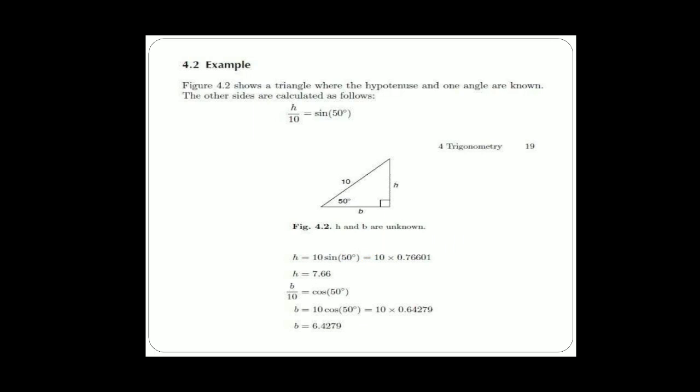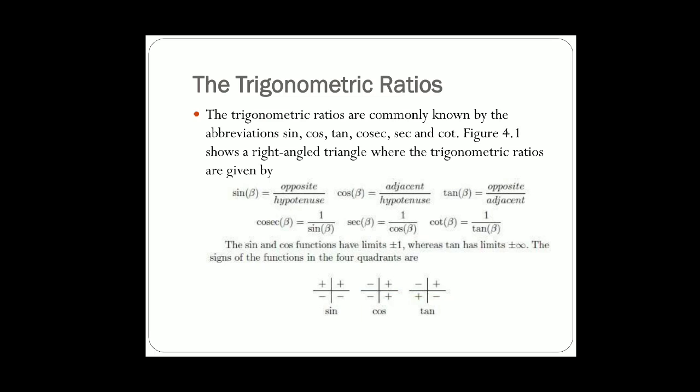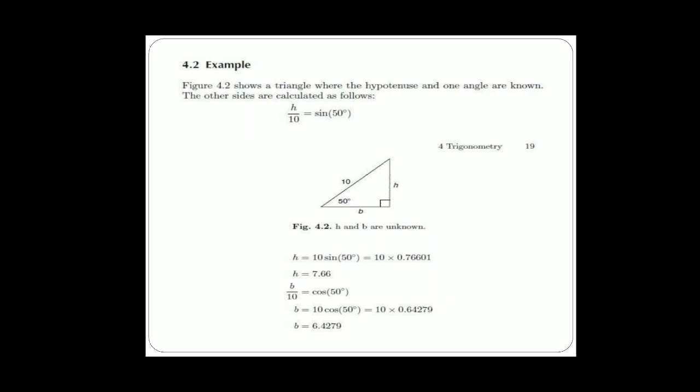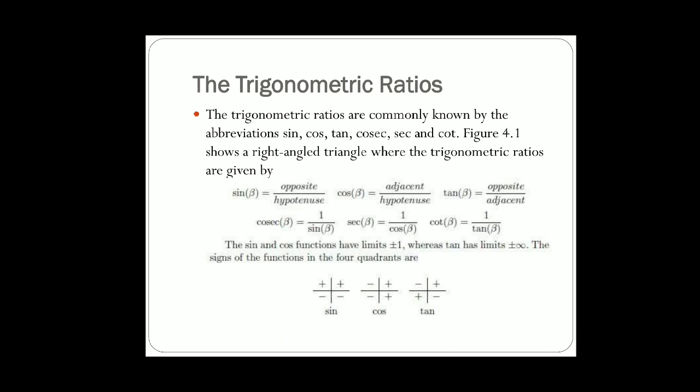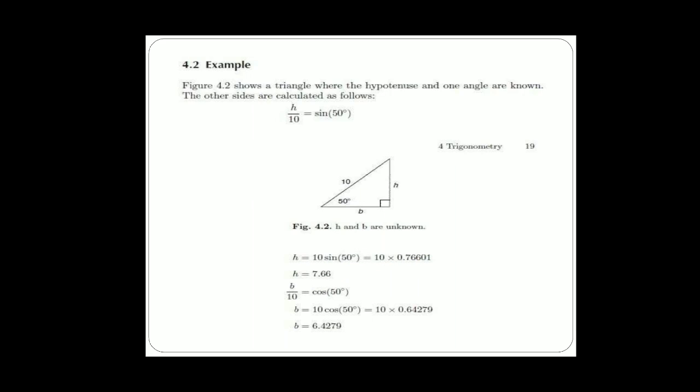So what is the formula here? The adjacent and hypotenuse are given, and what I have to calculate is the opposite side. For that I can use sine. Sine is opposite upon hypotenuse, so h upon 10 is equal to sine 50. Here it is getting divided, so we multiply: h is equal to 10 into sine 50 degrees. Sine 50 is 0.76601, and when multiplied by 10 it gives 7.66.